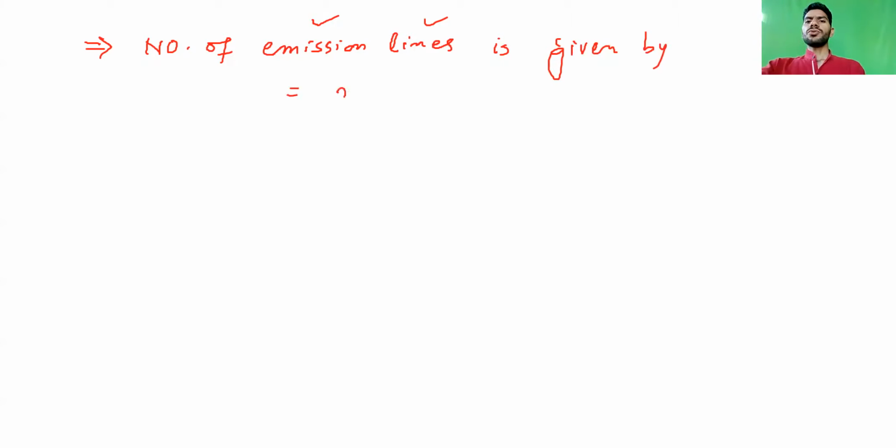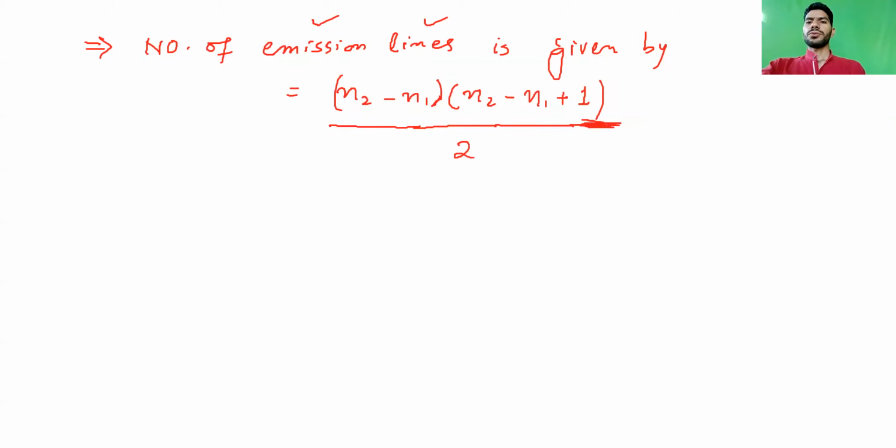The number of emission lines is N2 minus N1, then into again N2 minus N1 plus 1, upon 2. This is the formula with which you can calculate how many emission lines you will actually observe in the spectra of hydrogen. So divide it by 2.